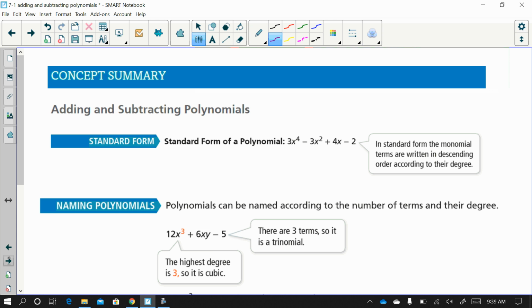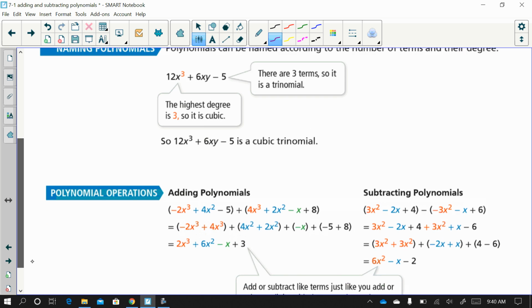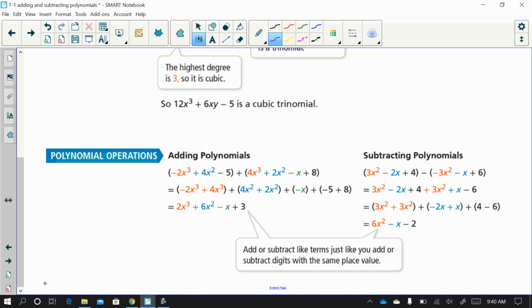Okay, so pretty straightforward. Just remember the big thing is the subtraction. You've got to remember to distribute. Okay, and watch those signs. Those are the big things to pay attention to. So if you want to pause, you're more than welcome to.